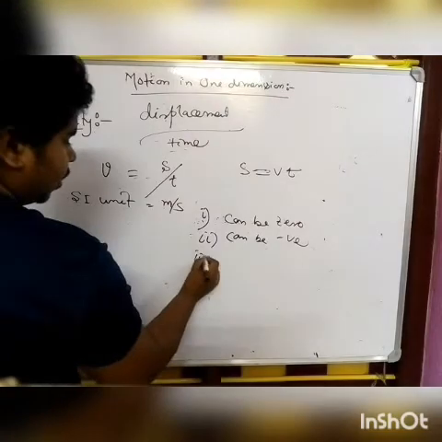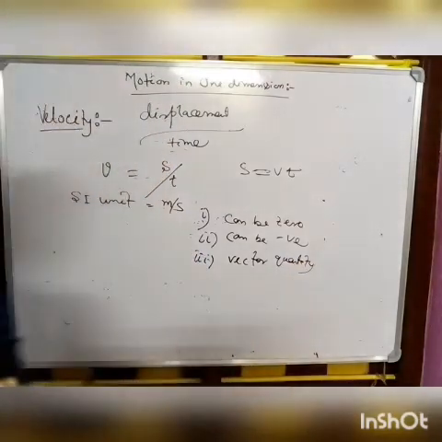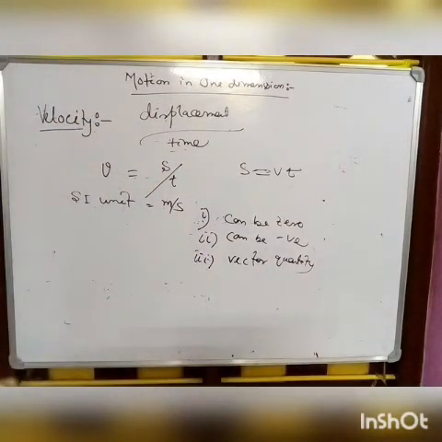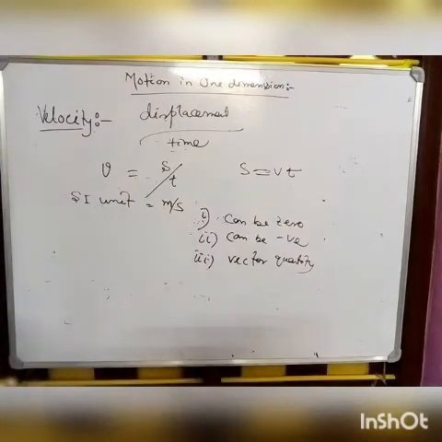Number three, it is a vector quantity. Why? Because we know displacement is a vector quantity. We know that time is a scalar quantity, but as displacement is a vector quantity, the velocity of a body will also be a vector quantity. So by these characteristics we are able to differentiate between speed and velocity. It is very common to us, so we are not going into that. If it comes up, you can write on your own that speed is the ratio of distance and time, and velocity is the ratio of displacement by time.